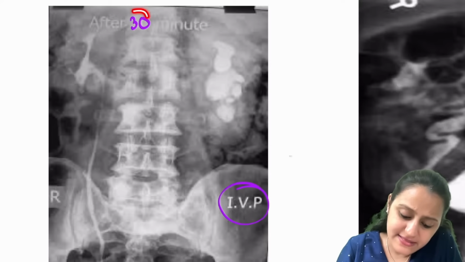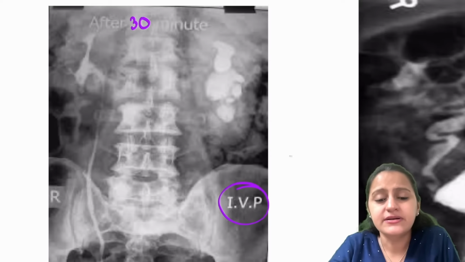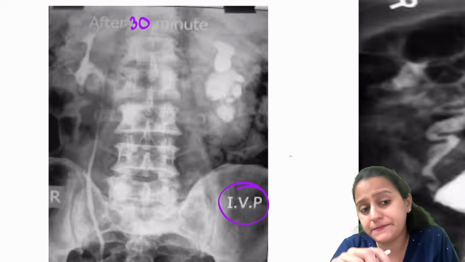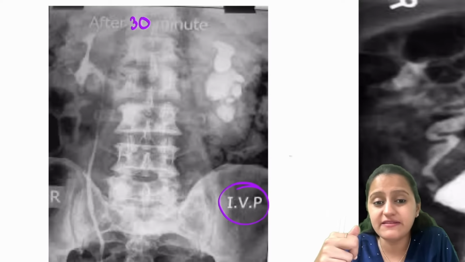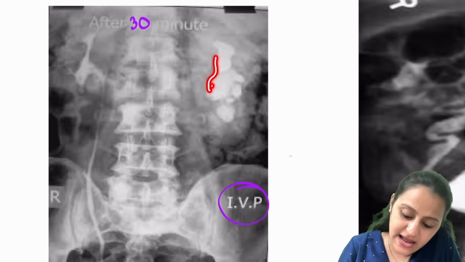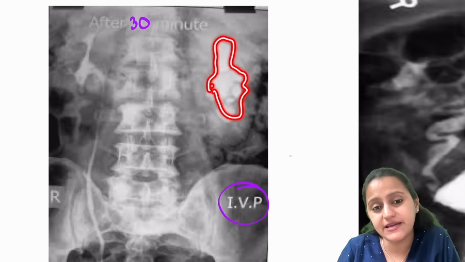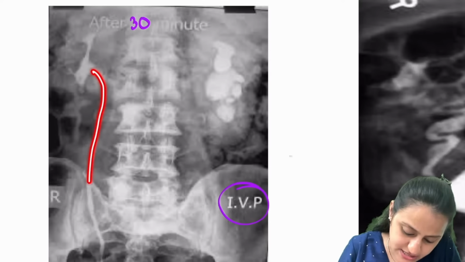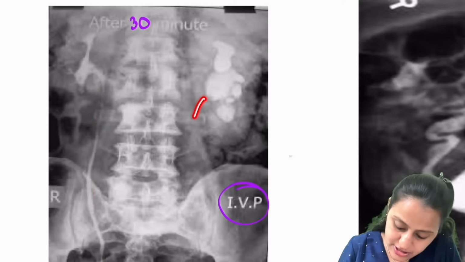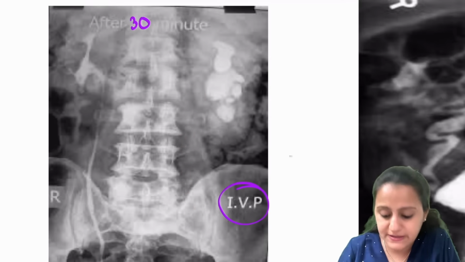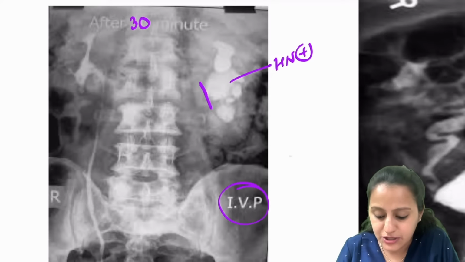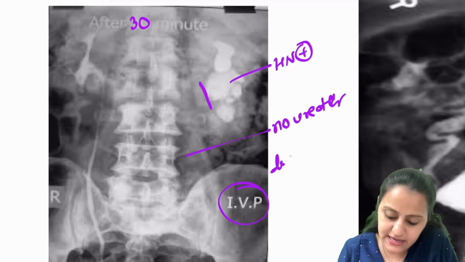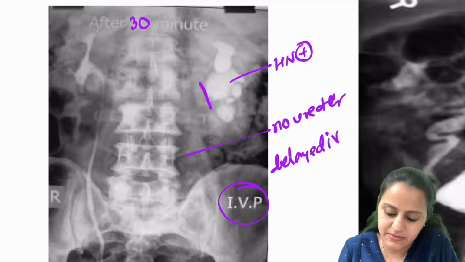Correct. So look at this. First of all, the clue here is basically that it is after 30 minutes. So we have taken a delayed image on IVP and you can see this hydronephrosis on the left side. You can see the ureter on the right side. You cannot see the ureter on the left side. So there is hydronephrosis which is present, right? You cannot see the ureter here even on delayed IVP image.